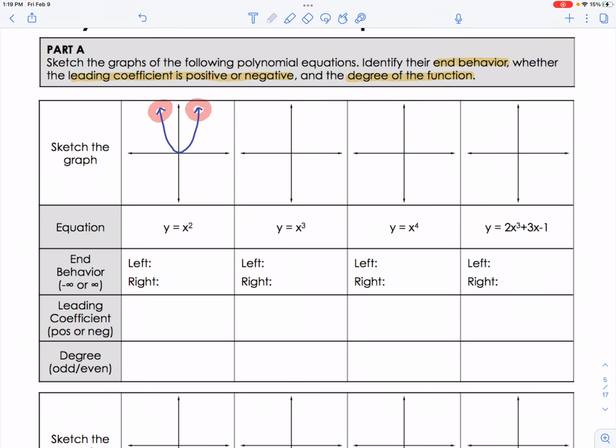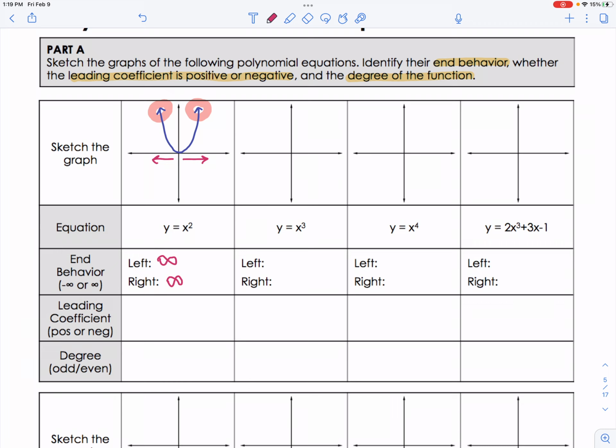So we look at what's happening at the left and right. As we're going to the left, where is my graph going? Well, it's going up, and it's going to keep on going up forever. So when we go to the left, the graph is going up towards positive infinity. Then we look at what's happening as I go to the right. Well, my graph is also going up, so we're also going up towards positive infinity.